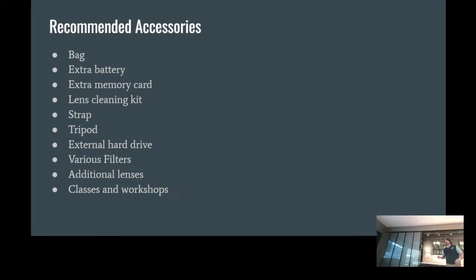And a camera strap, keep that thing around your neck so you're not dropping it or leaving it in places that you might not remember to grab from. A tripod is great for stability. An external hard drive is great to save your photos to if you don't want to use cloud or if you don't have enough room on your computer. Filters are fantastic. The other lenses that we talked about have been great.